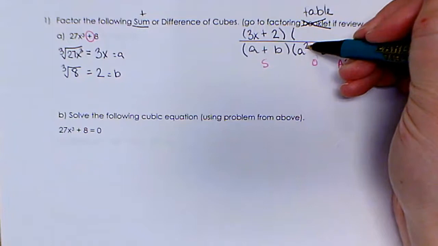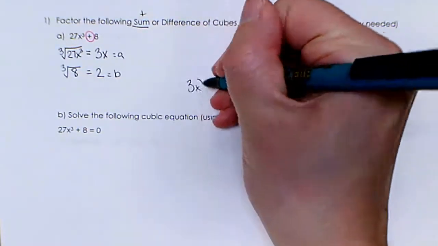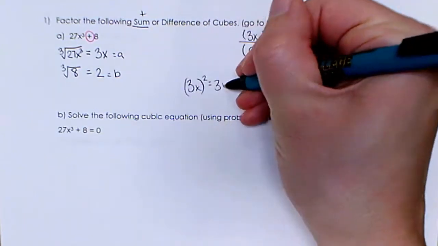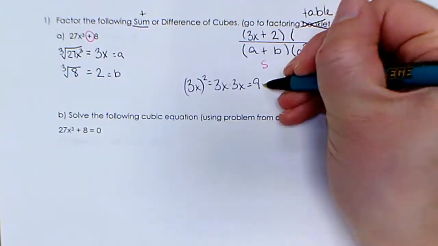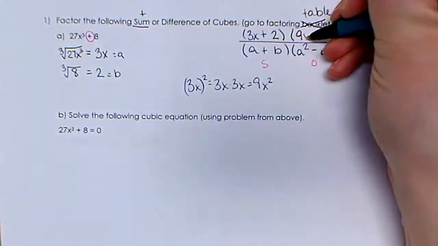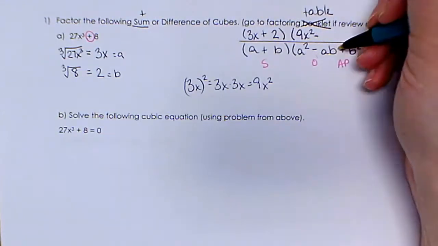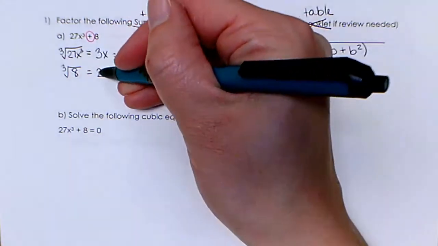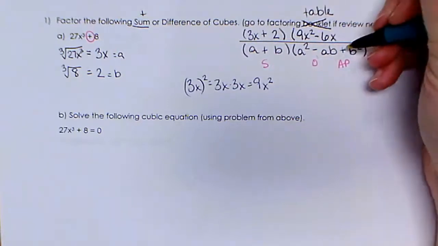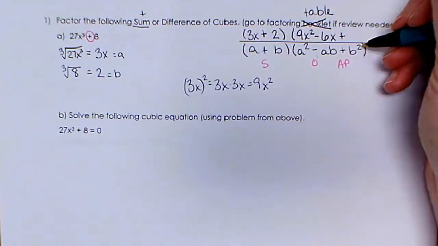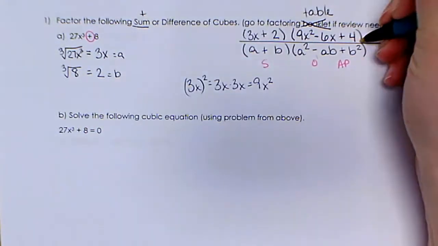A times a squared. That would be 3x times 3x, 3x squared: 3 times 3 is 9, and x times x is x squared. So this would be 9x squared. Minus, opposite signs, a times b. Well, 3x times 2 would be 3 times 2, which is 6x. And then always a plus sign, b squared would be 2 squared, and 2 squared is 4.